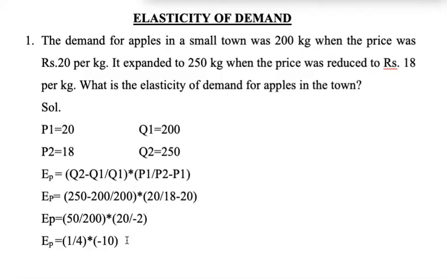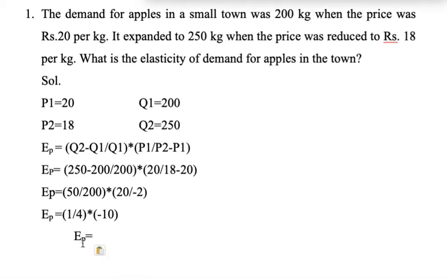Fine. Now EP is equal to 1 divided by 4, which is 0.25, into minus 10, and hence we are going to get EP is equal to minus 2.5. This is the price elasticity of demand. We'll go to the next problem now.